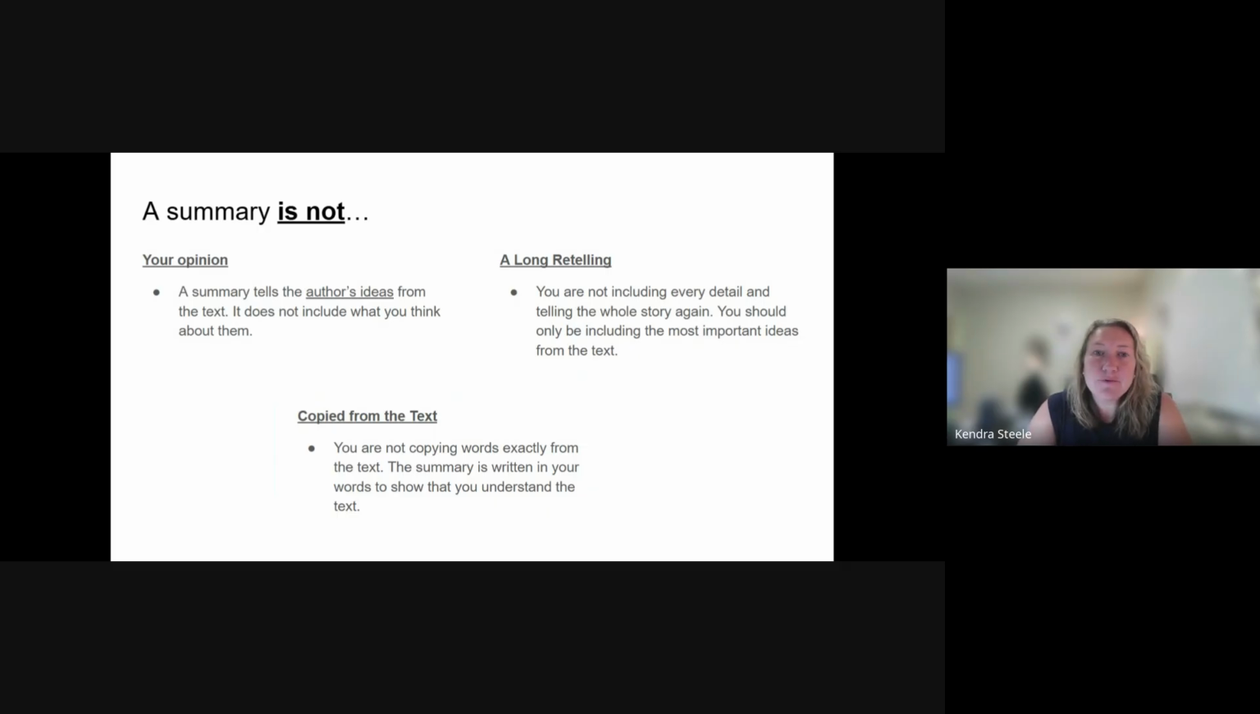And finally, a summary is not a long retelling. You are not including every single detail of the text to tell the whole story again. You are giving a shorter version and you are including only the most important ideas from the text. I ask my students, if you read something that I did not, but you want to tell me about it, what would you share with me about the reading? What would be most important or the biggest ideas for me to know and understand? That's a summary.